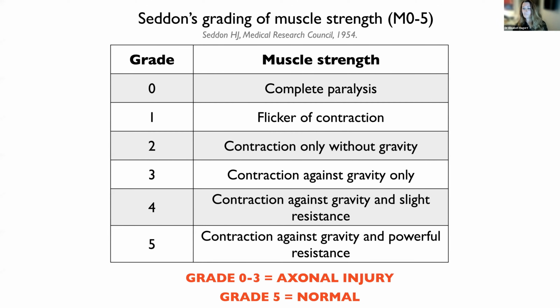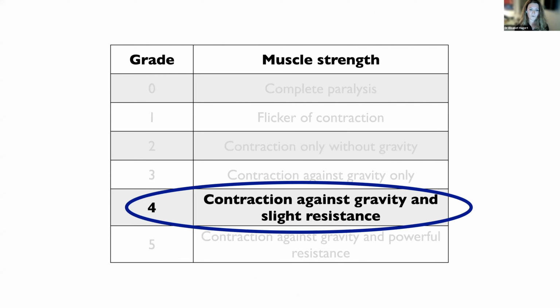This is Seddon's grading of muscle strength. He presented this at the Medical Research Council in the UK in 1954. Seddon's M0 through M3 entails an axonal injury of the nerve, whereas a grade 5 is a completely normal nerve or neuromuscular function. But what about Seddon grade 4?